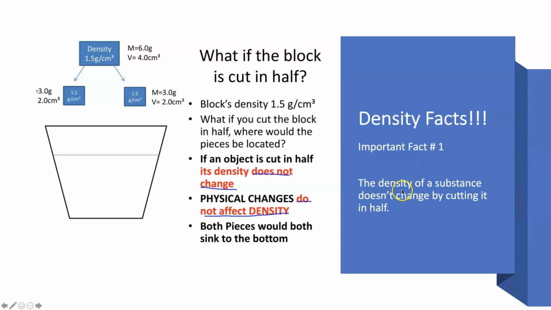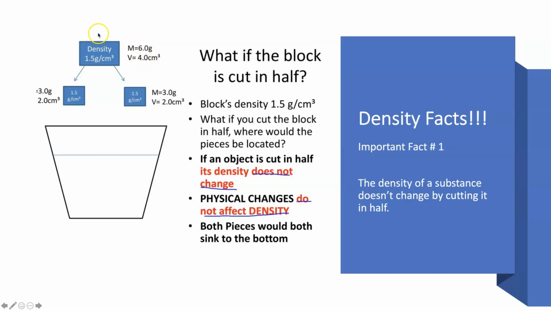Important fact number 1 is that the density of a substance doesn't change by cutting it in half. So imagine you had your block of whatever it might be, a block of wood, a block of metal, and they clearly tell you that the mass equals 6, the volume is 4, and when you divide those two, 6 divided by 4, the density is 1.5.